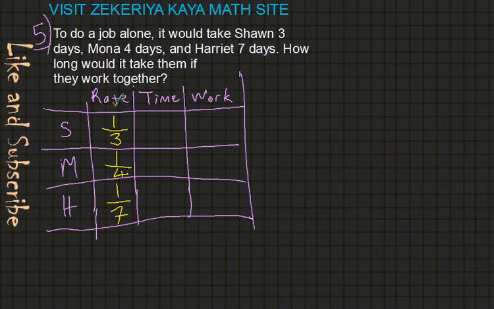Time. So, how long would it take them if they work together? They will start together, they will finish together. So, the amount of time will be the same for all of them, and we don't know how much it will take. How long will it take? So, let's say they will work for X days, not 3 days, 4 days, or 2 days. So, what can this X be?